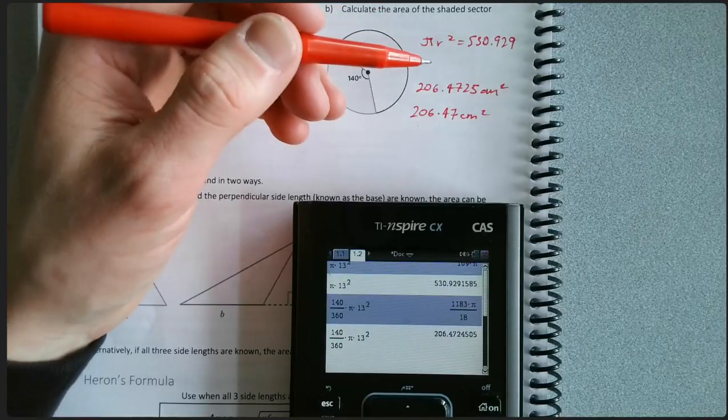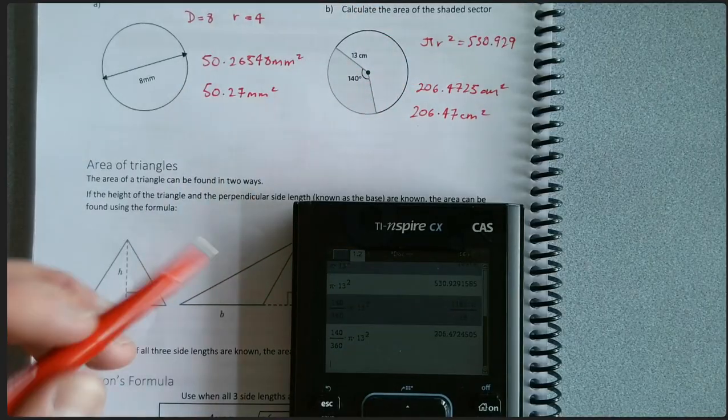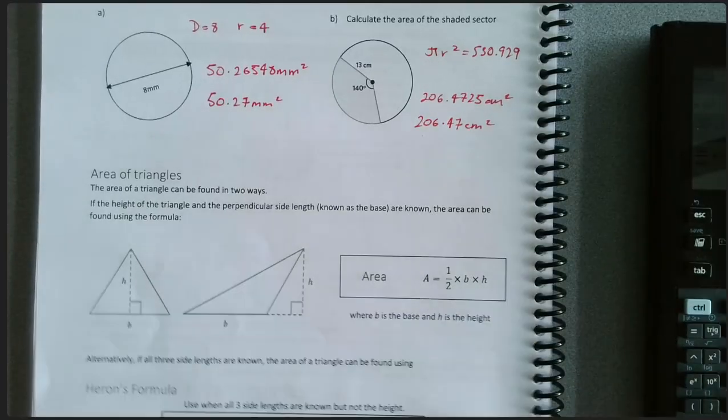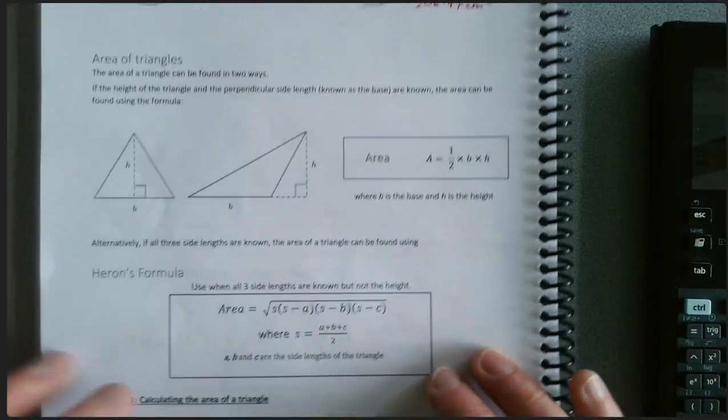200 is close to a third. It's probably closer to half of 530, but it's in the right ballpark. So we're able to kind of eliminate any doubt that might have been the wrong thing. Moving on to triangles.